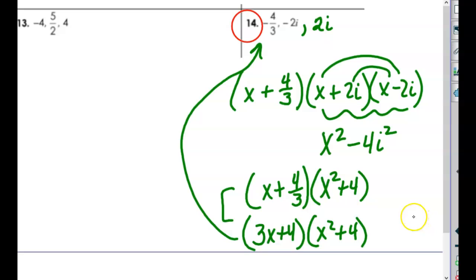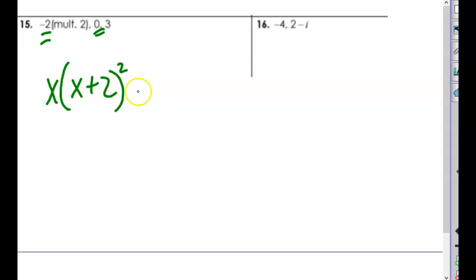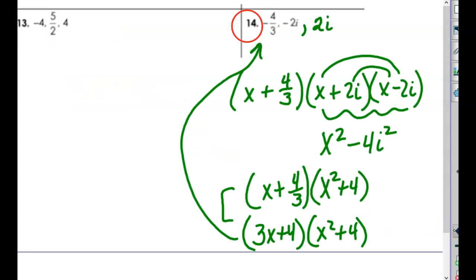Is there another circled one, or can we be done? What's the last one? Oh, we can do this one. This is an easy one. How do you write a negative 2? x plus 2. Multiplicity 2 means you put what? A squared. How do you write a 0? x out front or an x minus 0 back here? I don't care. And a 3? x minus 3. Oh, thank goodness. I thought you were going to tell me 16 was what? 12?